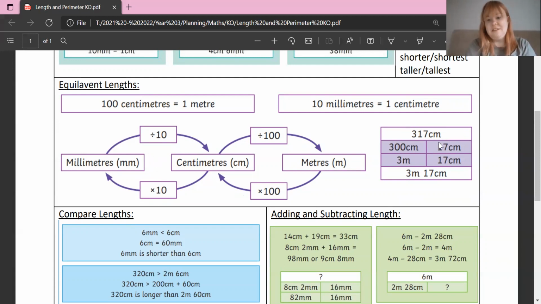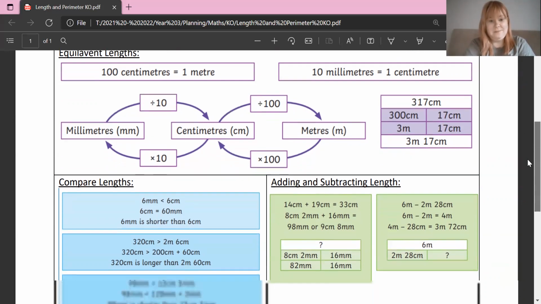So we can see here there is an example of we start at centimeters. So altogether, I have got 317 centimeters. I can then split that up in my bar model into 2 groups of centimeters. So I've got my 300 centimeters and my 17 centimeters. And using my conversion chart, I've started with centimeters. I'm going to divide by 100 to get me 3 meters. Don't have to change my centimeters. So I got altogether here 3 meters and 17 centimeters.